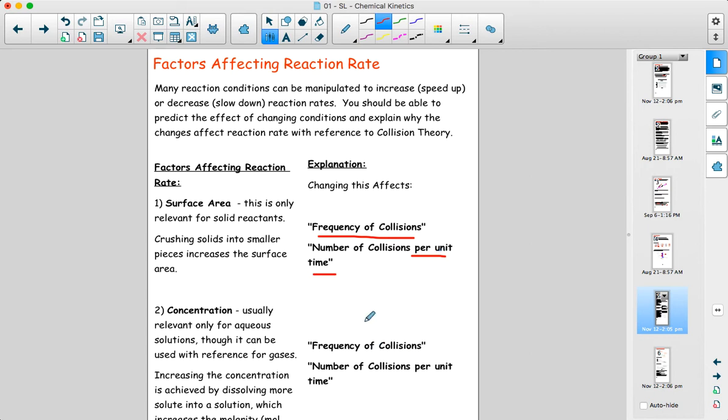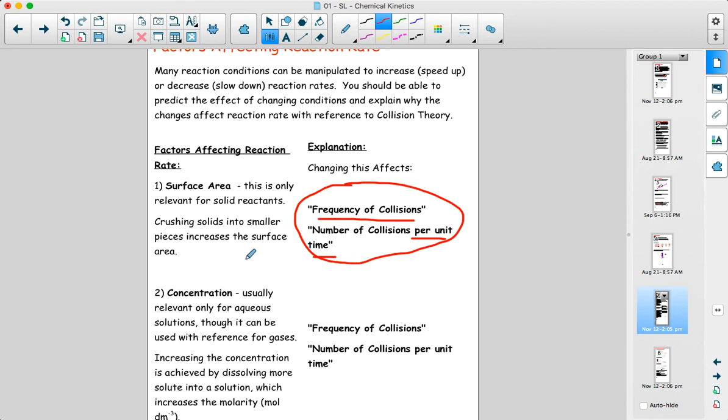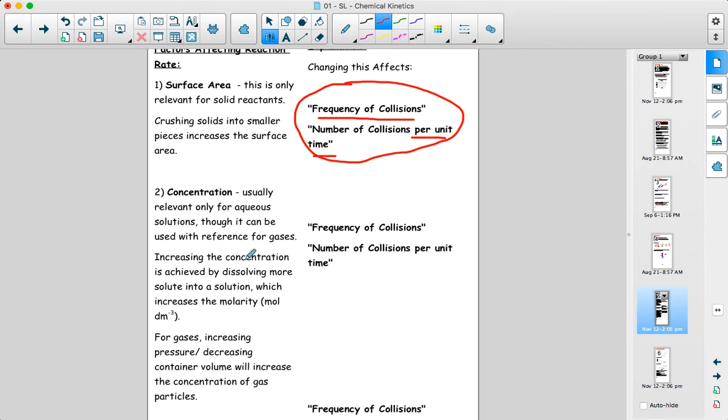That's really important. And we're going to come back to this reasoning again and again and again for a number of the different things that we can change. Surface area, just be aware of the common misconception. By making smaller pieces, we actually make more surface area. So don't let that bit confuse you.